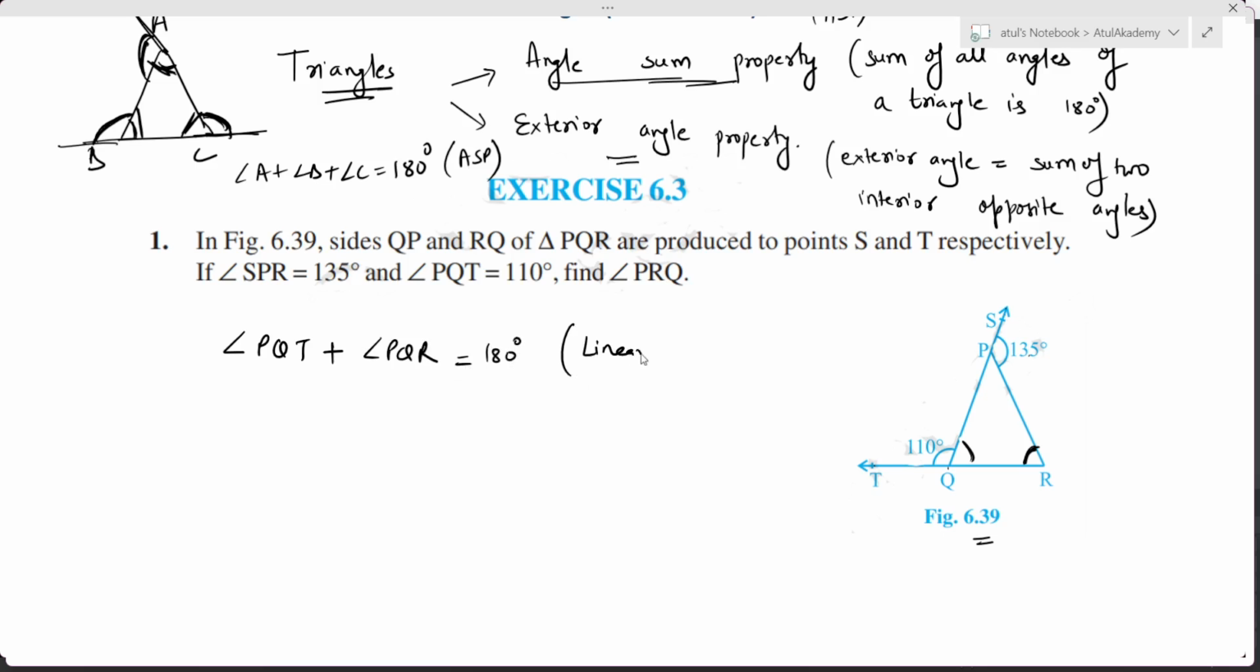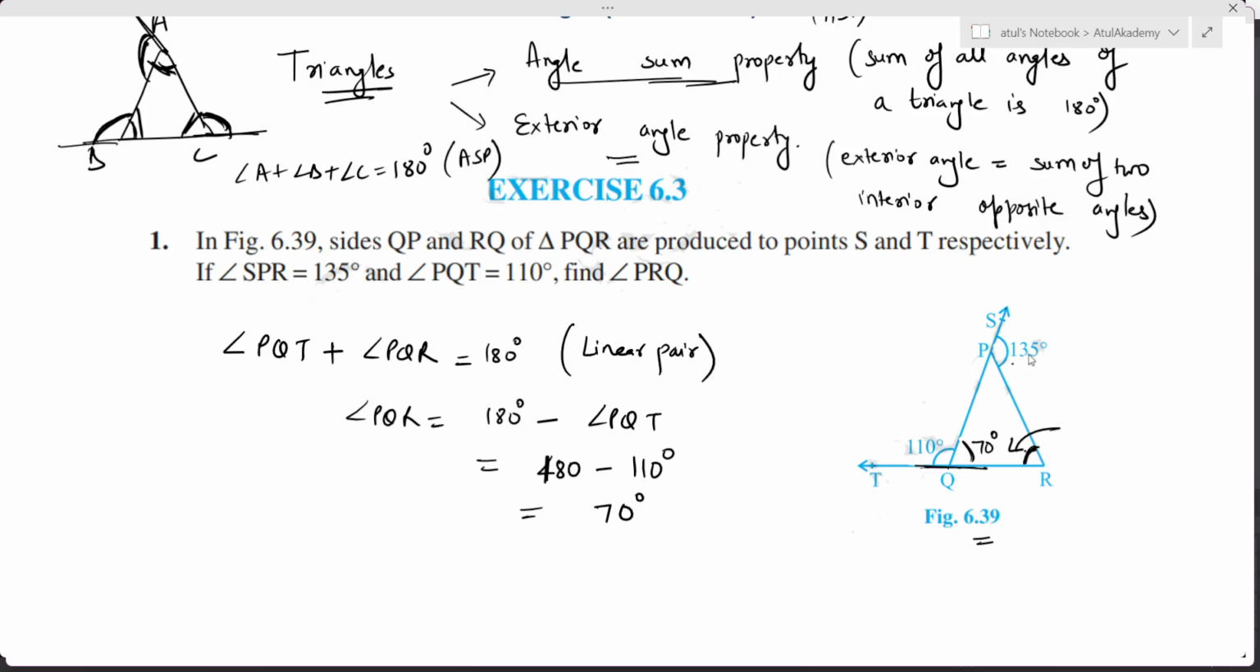Can I say that it's a linear pair? Yes, because these are two angles formed on a straight line. So angle PQR is 180 degrees minus angle PQT. PQT is given to me, so 180 minus 110 comes out to be 70 degrees. Clear? Now I have this angle as 70 degrees, and I need to find this angle.